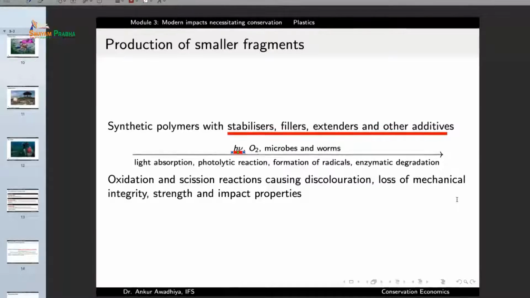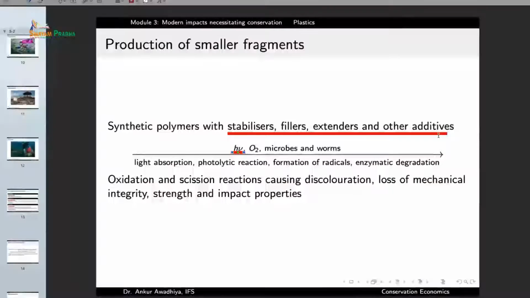The other thing that acts is oxygen. Oxygen is able to oxidize some of these substances, not just the polymer or the oligomers that are being formed, but also the stabilizers, fillers, extenders, and other additives. When these chemicals get oxidized, they lose their properties, and so the plastic becomes more and more brittle. And some biotic organisms, such as microbes and worms, can also act on these plastics. And then we have a number of reactions.